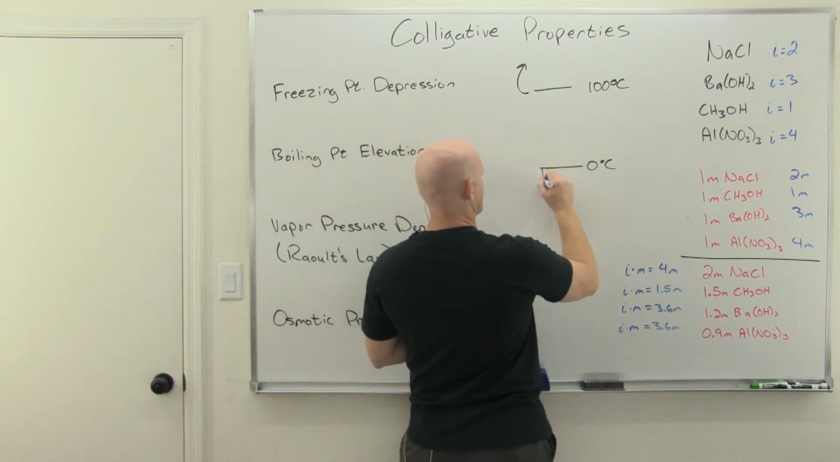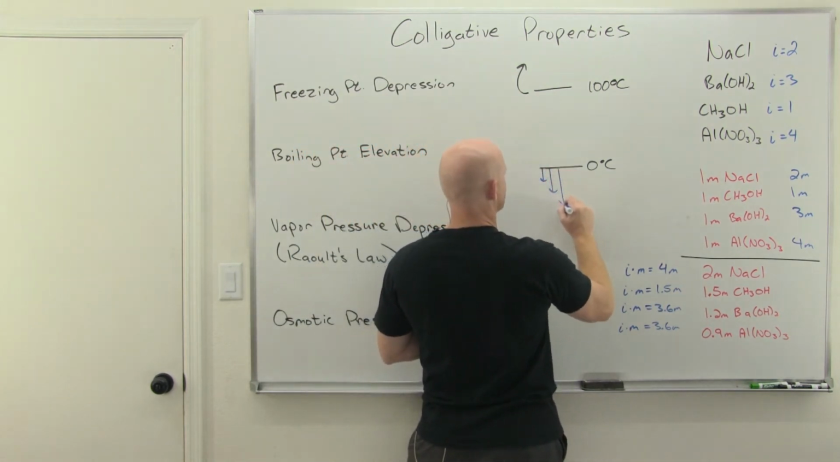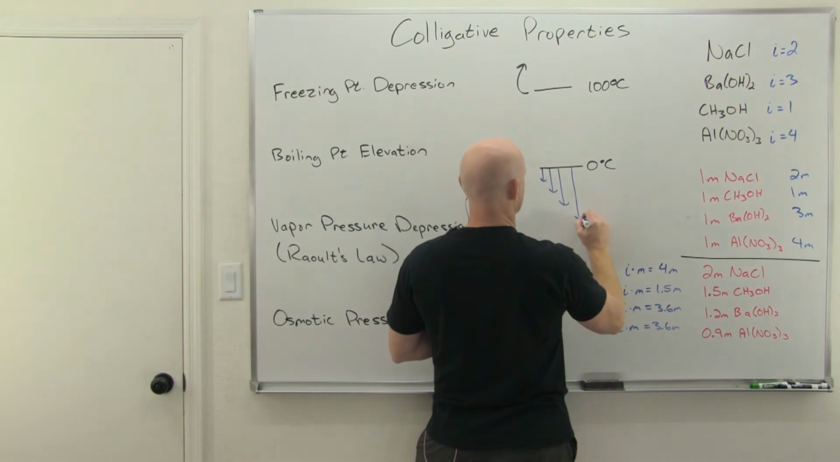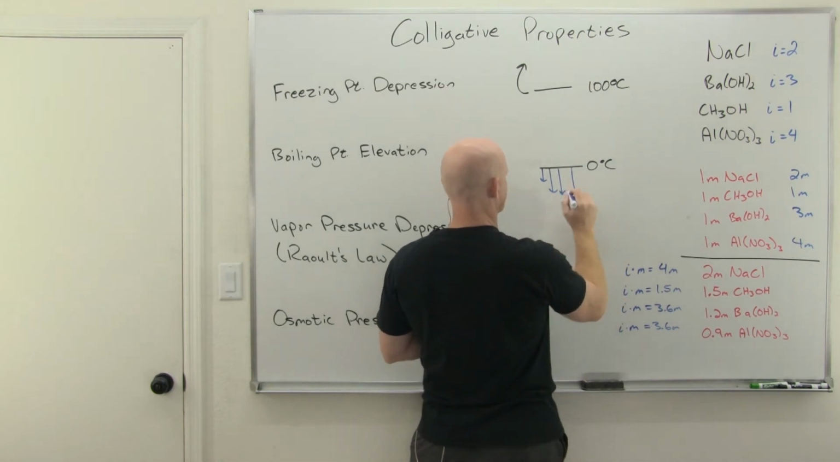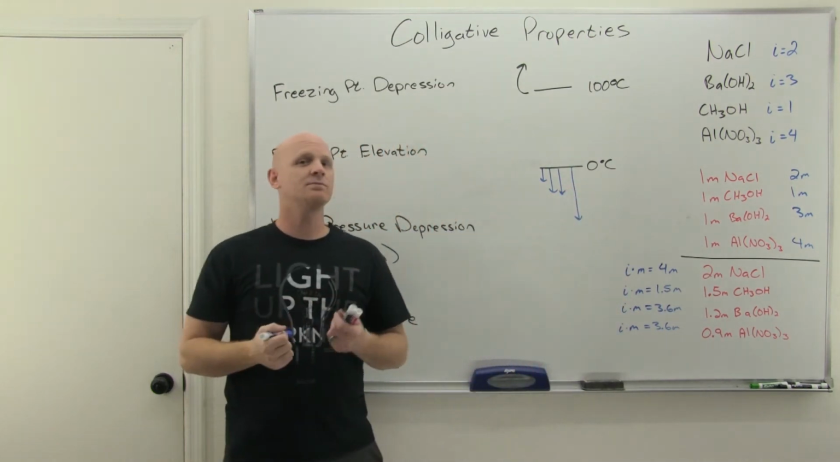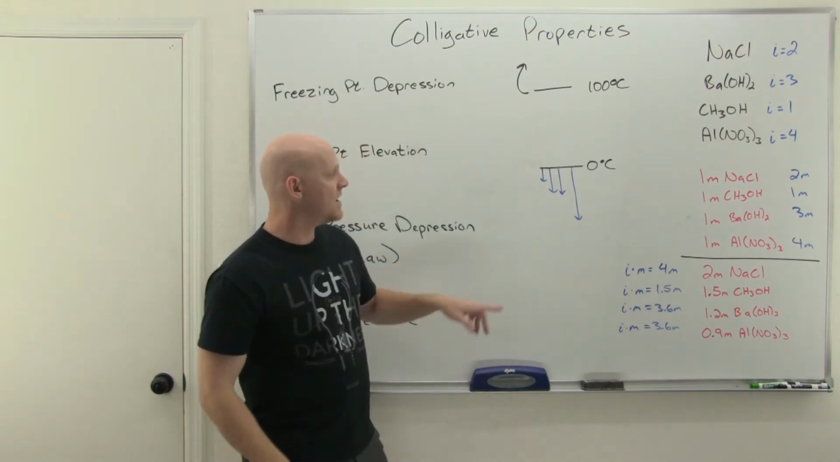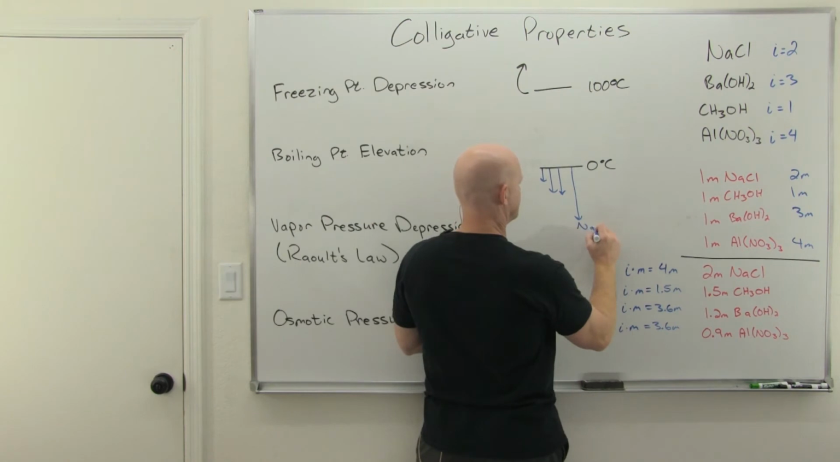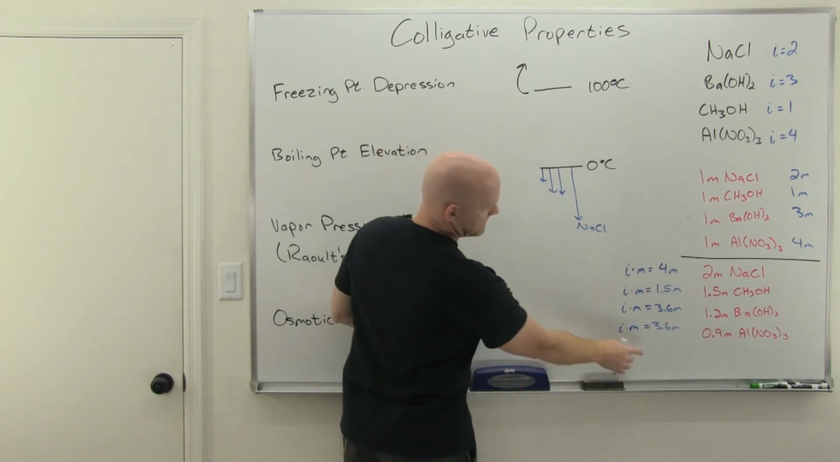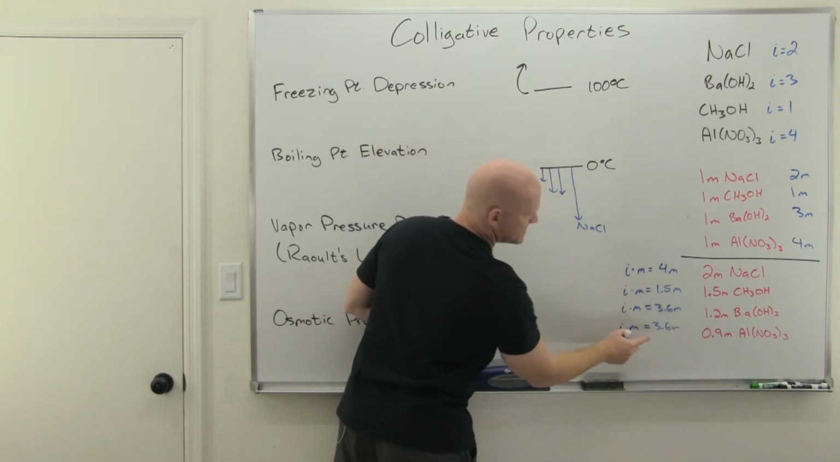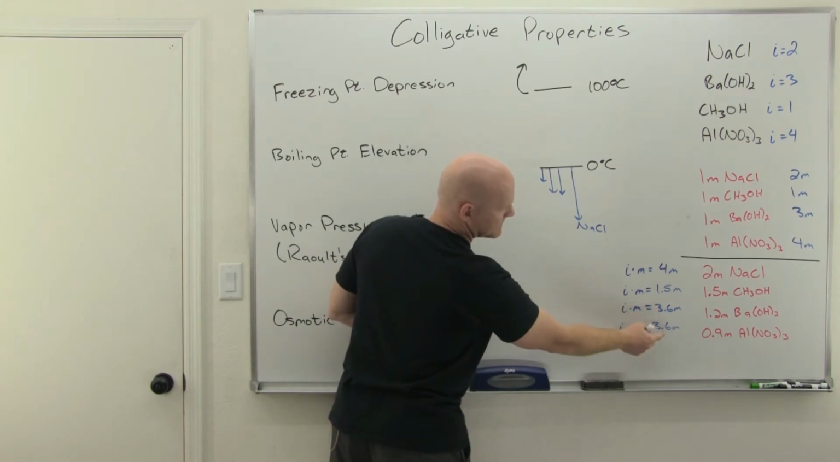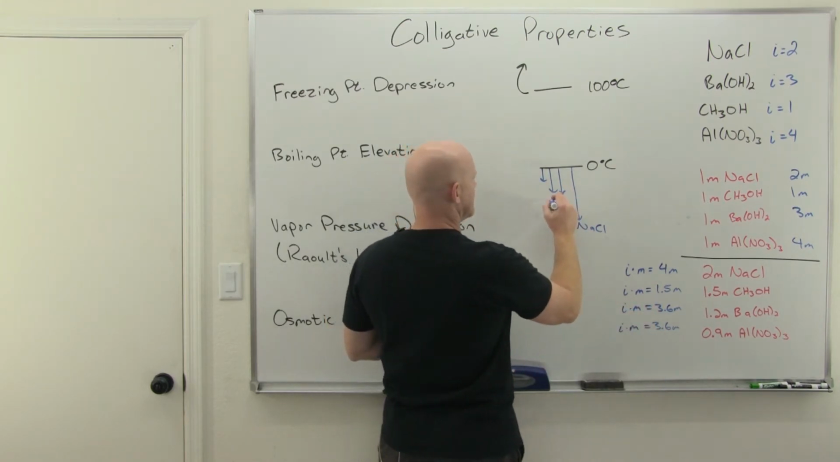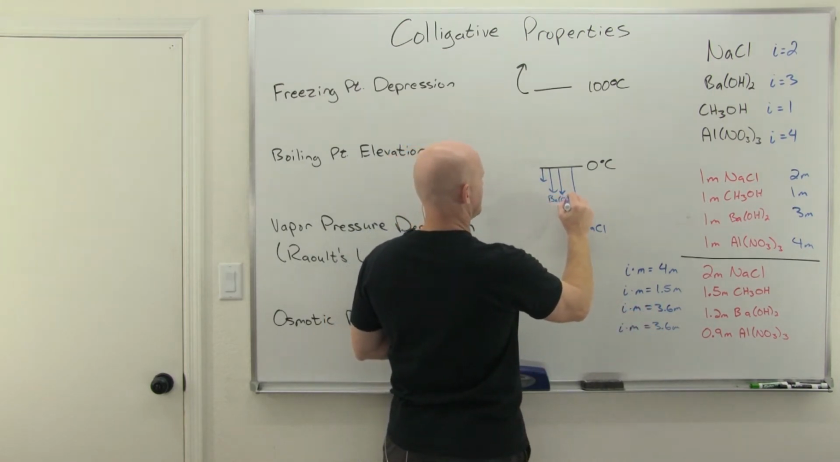I guess I should have maybe represented it like this. All these solutions are going to have a freezing point lower than 0. The one that has gone down the most, though, was the NaCl. It turns out the barium hydroxide and the aluminum nitrate should have gone down equal amounts since they have equal total concentration of ions. So we've got the barium hydroxide and the aluminum nitrate here.